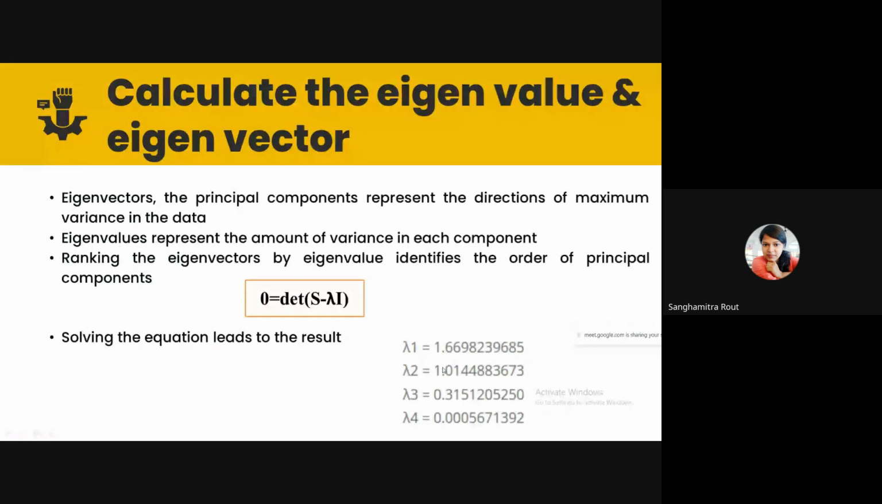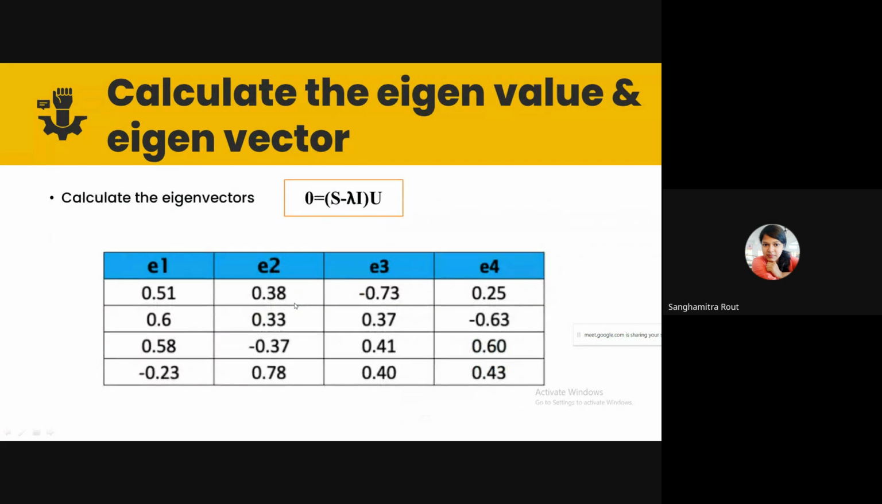But being lambda 1 and lambda 2 is showing the maximum value, we will consider these two eigenvalues for our further PC development. Our major thing is you have to develop at last the principal components. So this is the whole process we are doing. After eigenvalue calculation, calculate your eigenvectors. You will get a table like this after calculating all your eigenvectors.